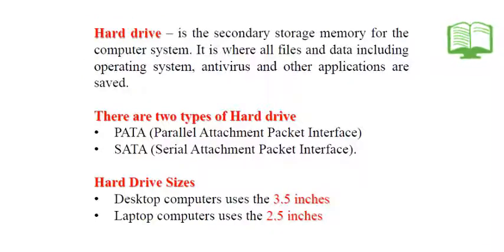When we come to the hard drive, it's just secondary memory storage, and here are some files that have data, including the operating systems. They're all stored in the hard drive. And we also see that there are 2 types of hard drives, that is the parallel attachment packet interface and the serial attachment packet interface.